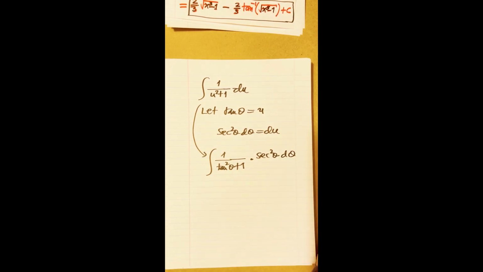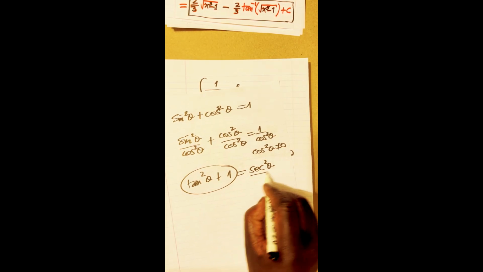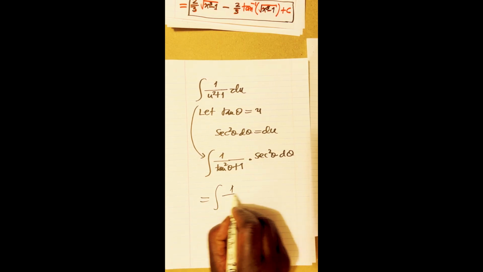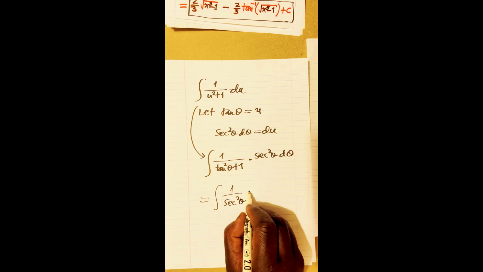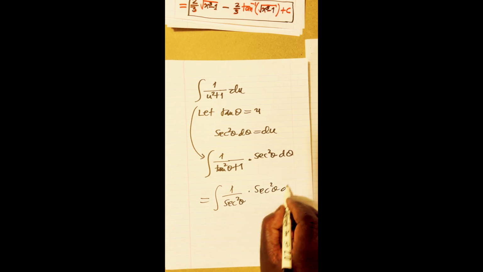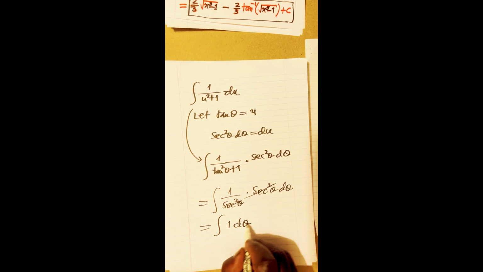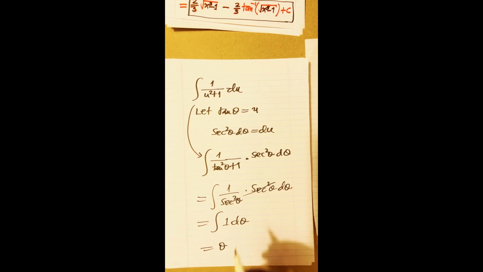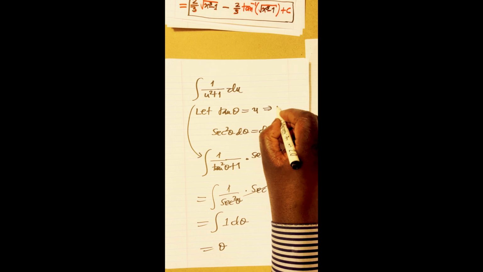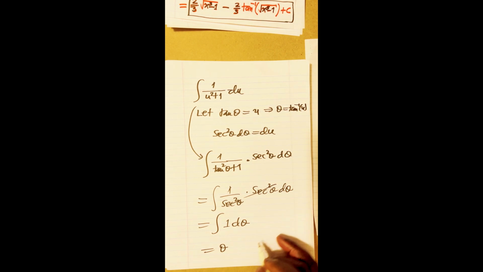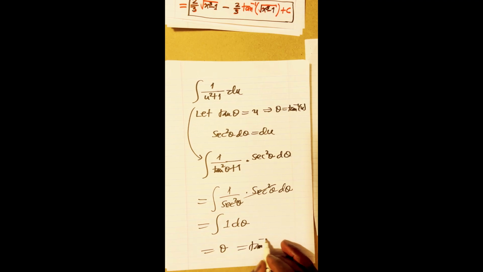But remember, I told you tan squared theta plus 1 is actually what? Sec squared. So we put sec squared down here. So this is the integral of 1 over sec squared theta times sec squared theta d theta. You agree with me? These cancel. It's the integral of 1 d theta, and I showed you earlier on that this is actually theta. The integral of 1 with respect to theta is theta. But what is theta? From here, you can see that theta is actually tan inverse of u, or arctan of u. So this is tan inverse of u.